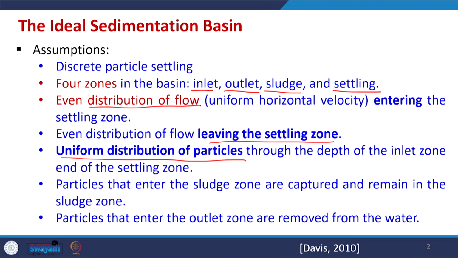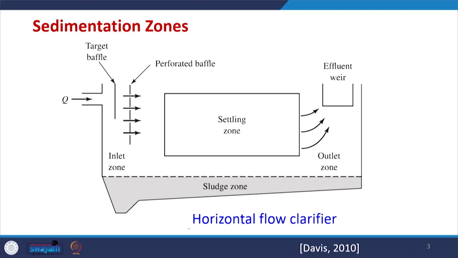The particles that enter the sludge zone are captured and remain in the sludge zone. They should not go back up and leave along with the outlet. Once they are captured, they should remain in the sludge zone itself. This is the ideal thing. Then particles that enter the outlet zone are removed from the water. If particles somehow enter the outlet zone and are not captured, they should ideally be removed from the water. So, these are the sedimentation zones in a horizontal flow clarifier.